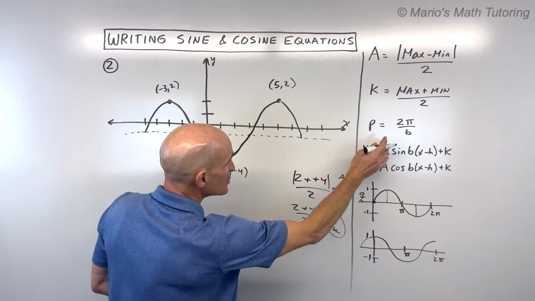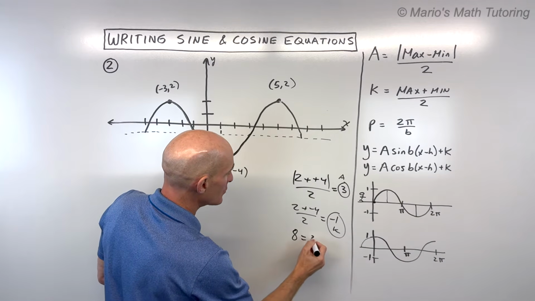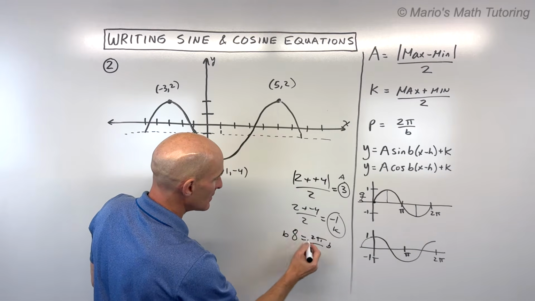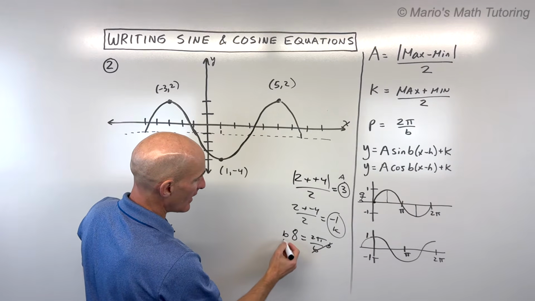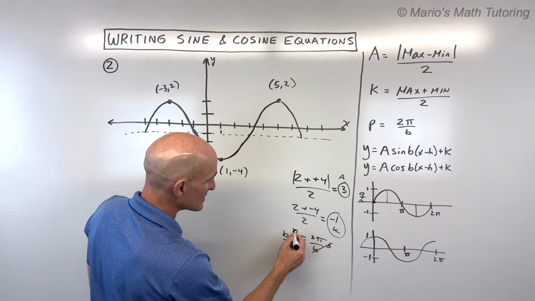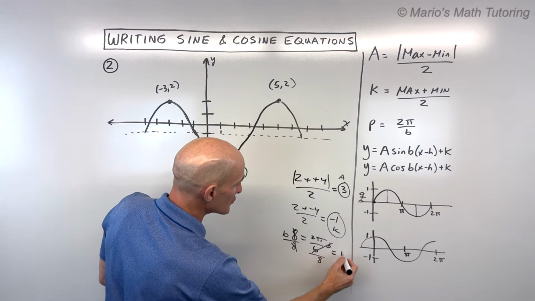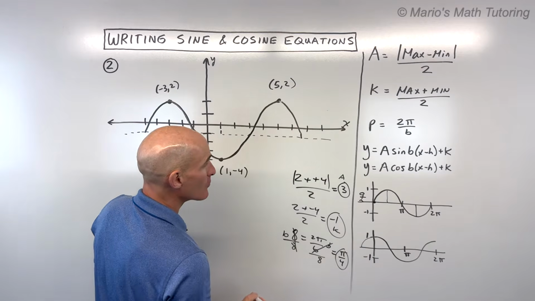So what I'm going to do is solve for our b value. So we've got 8 equals 2 pi divided by b. I'll multiply both sides by b to get rid of that fraction, and then I'll divide both sides by 8 to get b by itself. So that comes out to pi over 4 if I reduce. Okay, so that's our b value.